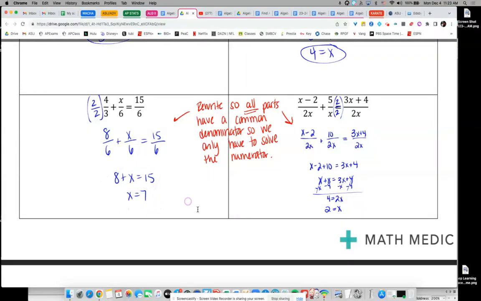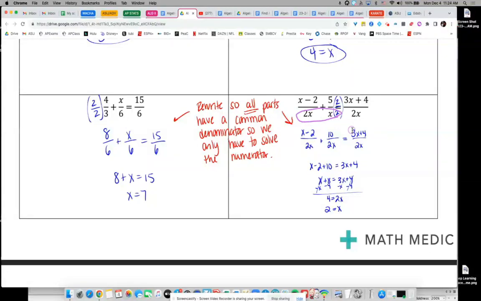Again, check your work, make sure it works. Same thing here. In the end, we are not going to cross multiply for this one. So I can just leave this as two different fractions, right? And then we're going to get a common denominator instead.